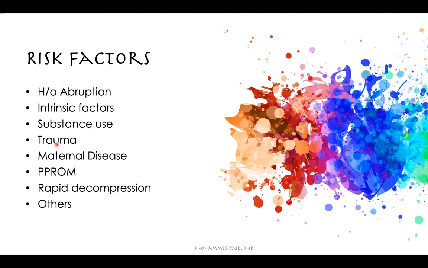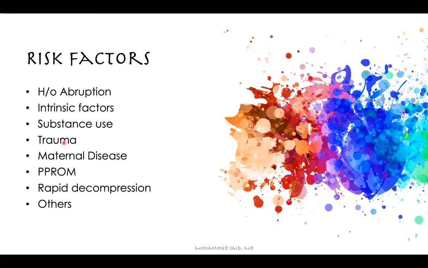The other risk factor is trauma. As you say, the two common causes of trauma are domestic violence and motor vehicle accidents. With motor vehicle accidents, there are three mechanisms. Either it's a direct placental injury, like a direct penetrating injury, or it's uterine stretch, or the placental shearing that we see from acceleration-deceleration forces.